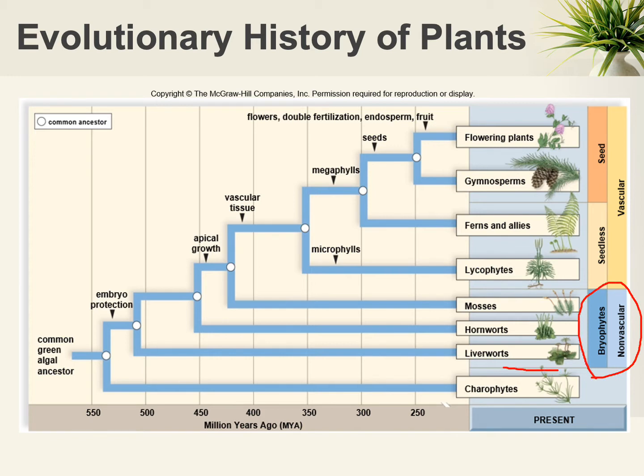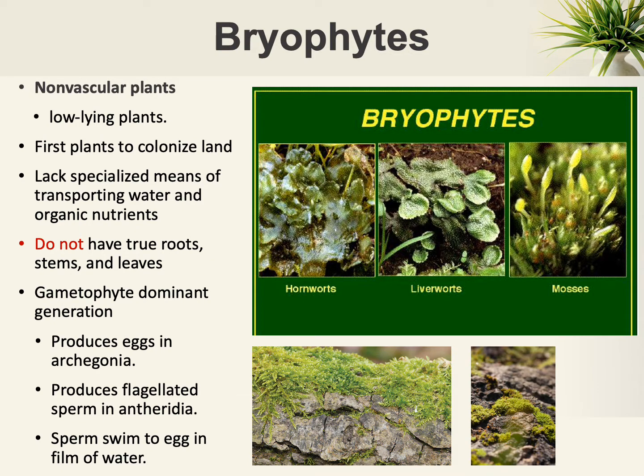Bryophytes consist of mosses, hornworts, and also liverworts. They have embryo protection, but they don't have vascular tissues or a vascular system. They are low-lying because they are non-vascular, so they don't have a true stem. They don't have support from the xylem, the phloem, and also the tracheid elements, so they are low-lying plants.